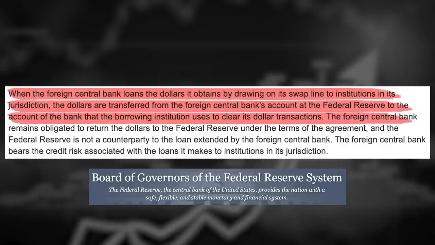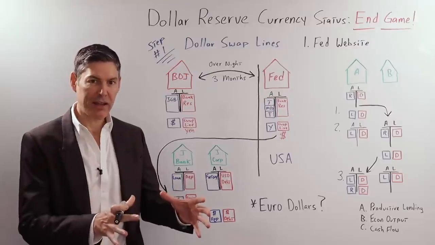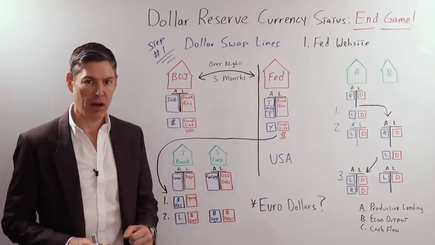The foreign central bank remains obligated to return the dollars to the Fed under the terms of the agreement, and the Federal Reserve is not the counterparty to the loan extended by the foreign central bank. The foreign central bank bears all the credit risk associated with the loans. Now let's get a visual of exactly what the Federal Reserve was saying on their website.